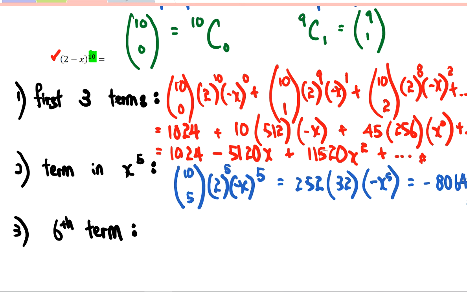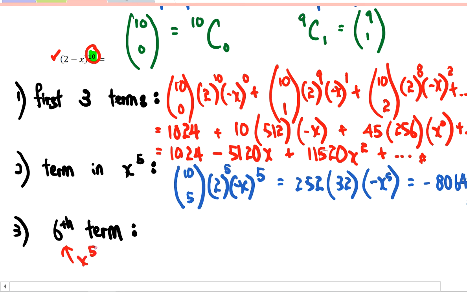Okay, part 3. I want the sixth term. Very interesting. They did not tell you what the sixth term is, but if you can recall, take note, the first term in the expansion is always x to the power of 0. In this expansion with power 10, there are a total of 11 terms. The first term will be x to the power of 0. Second term will be x to the power of 1. So, if I want the sixth term, this means it must be x to the power of 5.